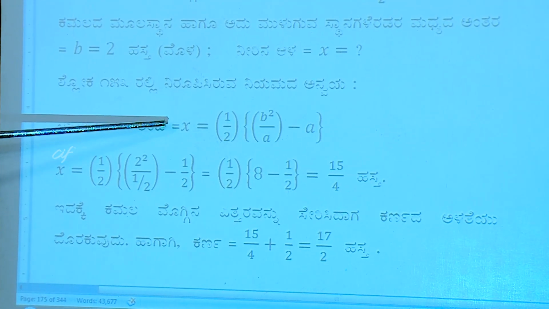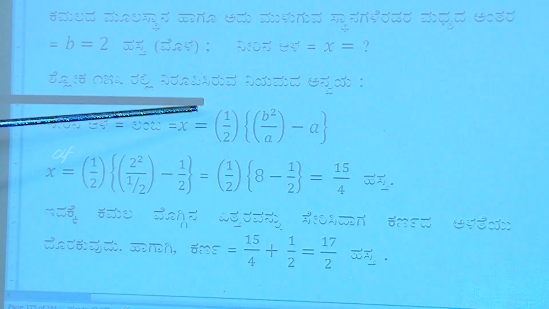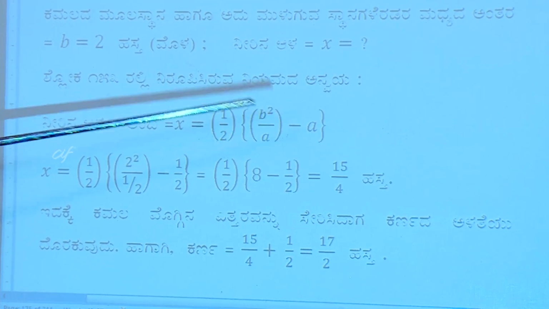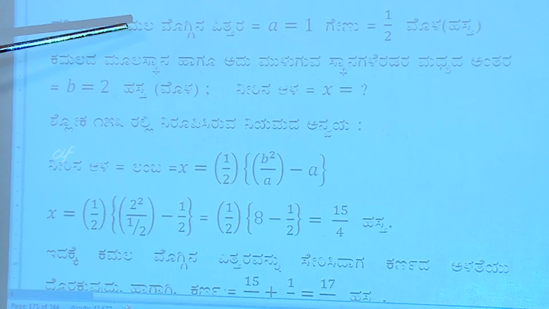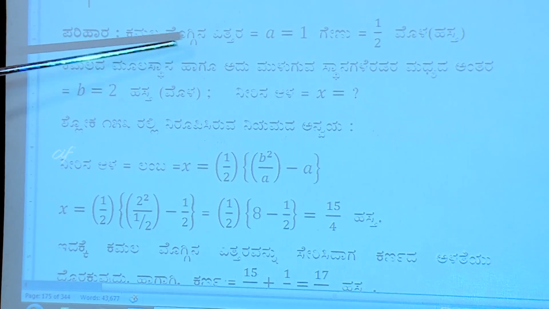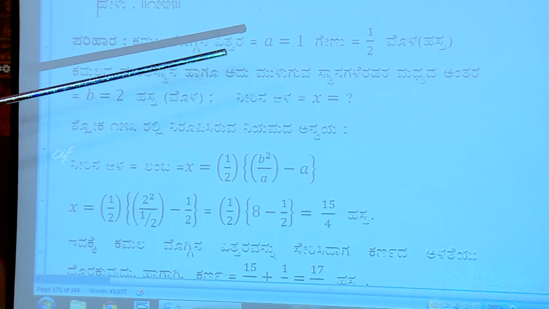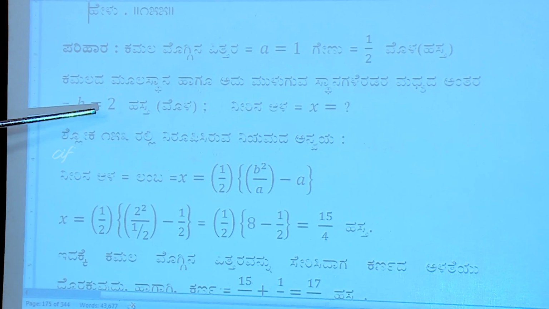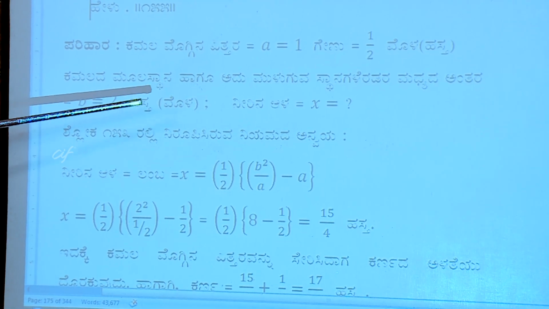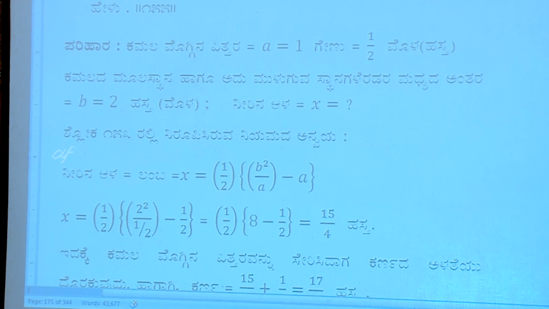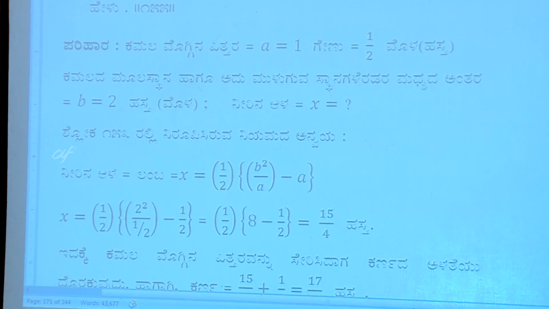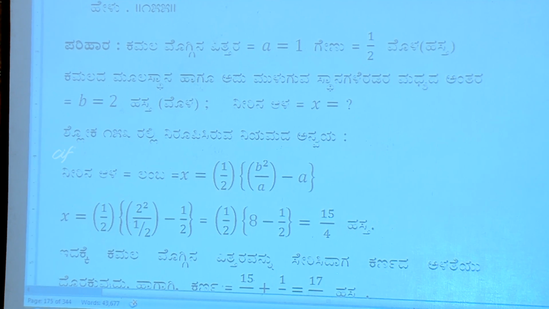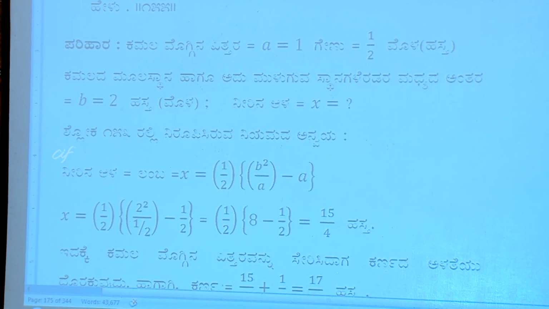X is the depth of water. X is equal to half of v square by a minus a. Let a be the height of the bud above water level. Then b is the distance between the original position and the position where it sinks. A is the height above the water level. B is the distance from where it sinks.